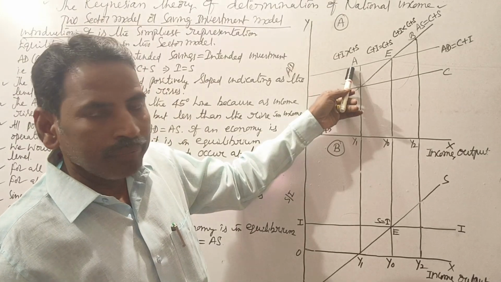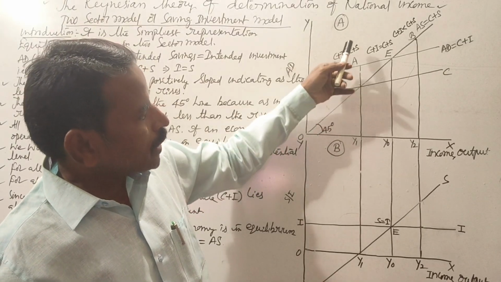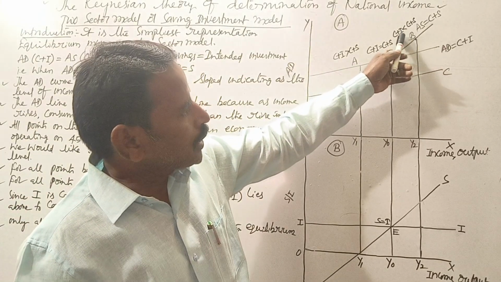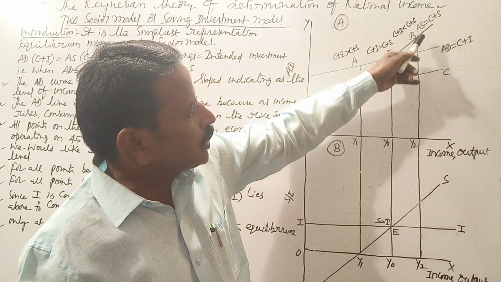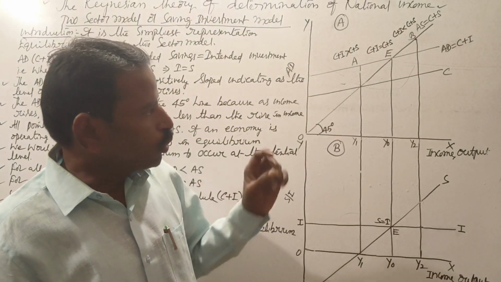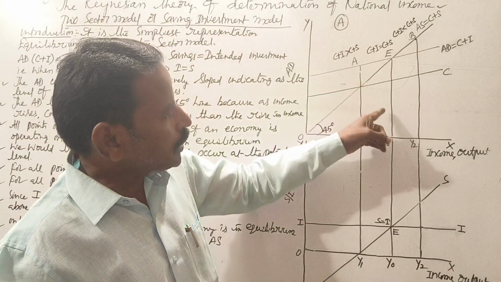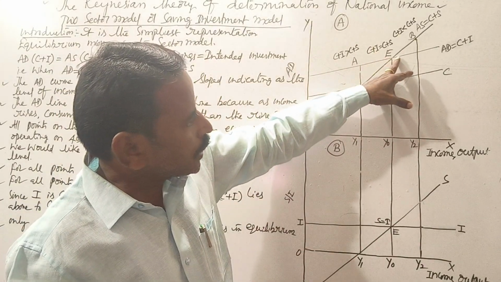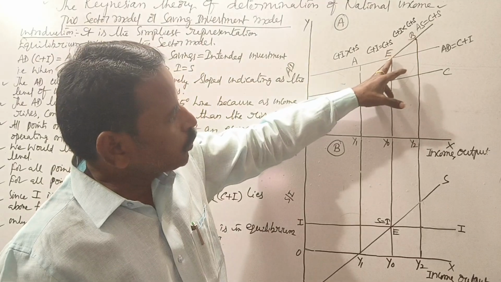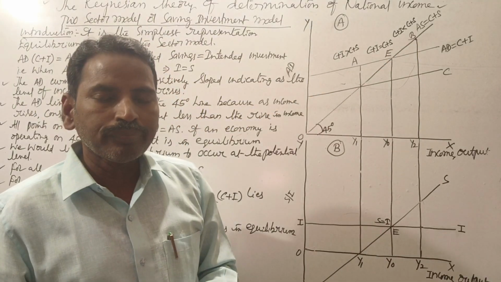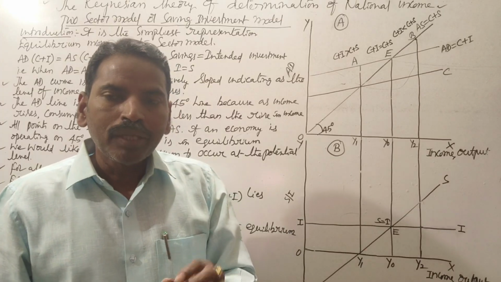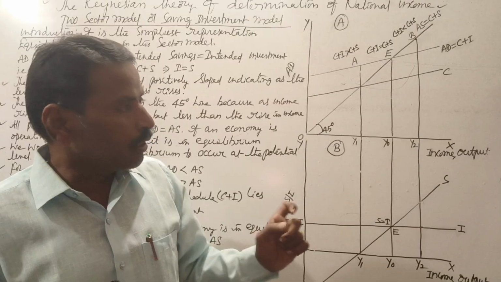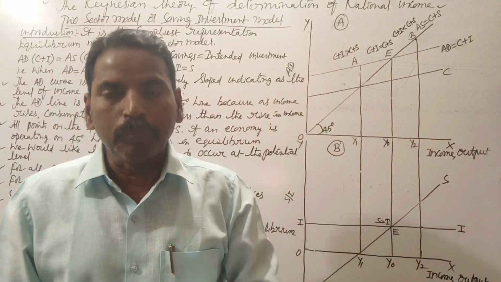At point A, aggregate demand is greater than aggregate supply, no equilibrium. At point B, aggregate demand is less than aggregate supply, here also no equilibrium. Only at point E is the economy in equilibrium, where aggregate demand is equal to aggregate supply. Both are equal at point E. This is the determination of national income in the two-sector model in terms of aggregate demand and aggregate supply.